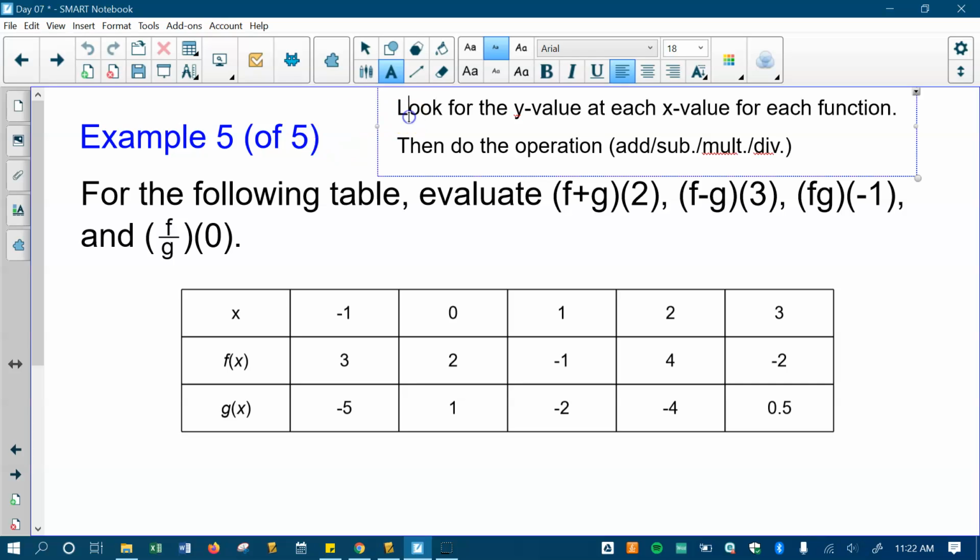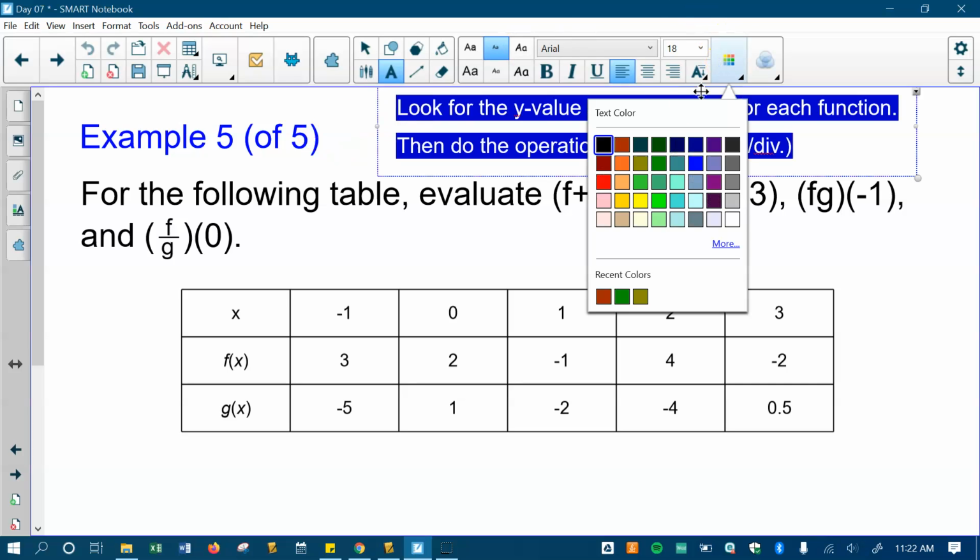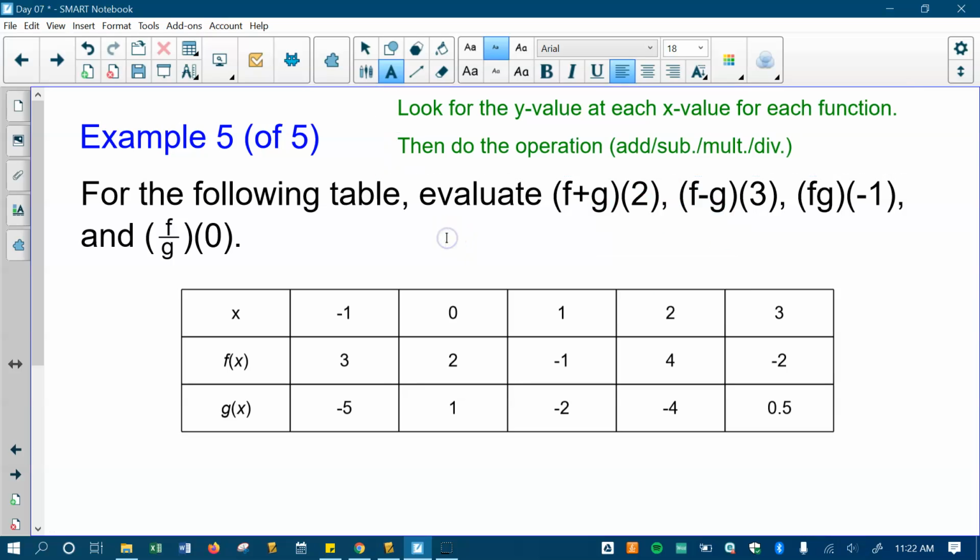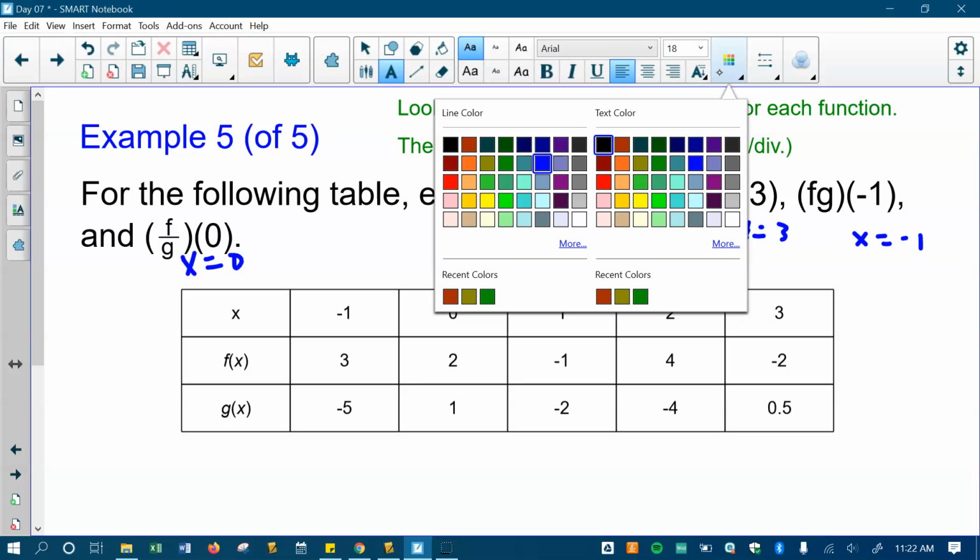Okay, so that's what you're doing here. This fancy way says x equals 2. Over here is x equals 3. Over here is x equals negative 1. And over here is x equals 0. So let's start with the first one. Let's start with x equals 2.